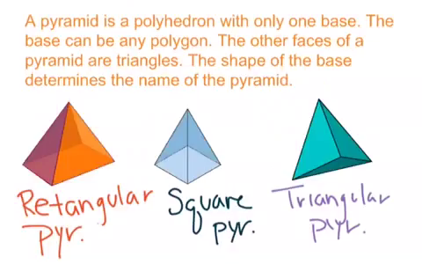All right. A pyramid is a polyhedron with only one base. The base can be any polygon. The other faces of the pyramid are triangles. The shape of the base determines the name of the pyramid. So right here, we have a rectangular base, so it's a rectangular pyramid. Then we have a square pyramid, because we have a square as our base. And then we have a triangular pyramid, which is kind of hard to see, but it does make a triangle right there. Remember, the shape of the base determines the name of the pyramid, just like it does with the prisms.